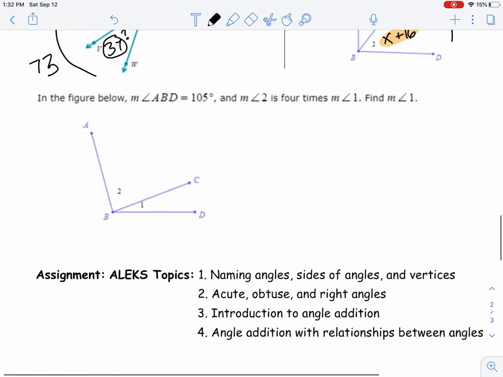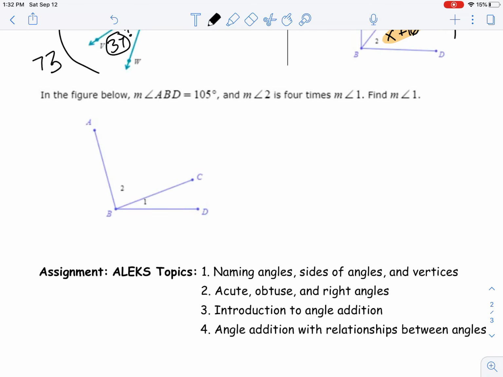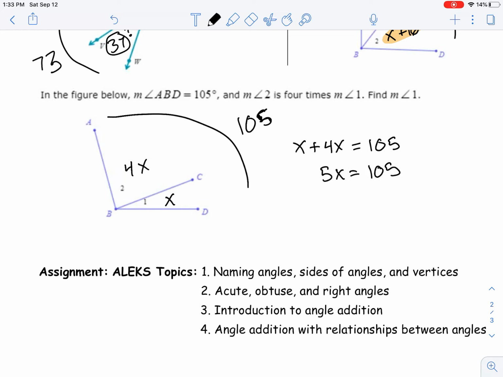Okay, this one is very similar, so I'm going to do it a little bit quicker here. It says find the measure of angle 1. It says the whole thing is 105. And the measure of angle 2 is 4 times the measure of angle 1. So I don't know the measure of angle 1, but I know the measure of angle 2 is 4 times the measure of angle 1. So if I add those together, it'll be x plus 4x equals 105. If I add those together, I'll get 5x equals 105. So x, which is the same thing as the measure of angle 1, is going to equal 21 degrees. And that is my final answer.